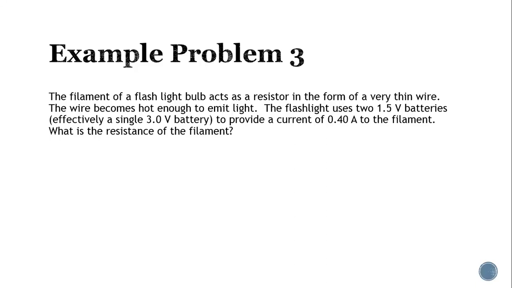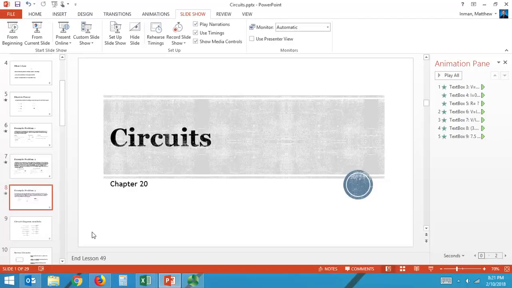The flashlight uses two 1.5 volt batteries, which effectively operate as a 3 volt battery and provide a current of 0.4 amps. Now, what is the resistance of the filament? Well, here I can use Ohm's law. V equals IR, solve for R, plug my values in, and I get 7.4 ohms as the resistance of the filament. I could also calculate what the power of this light bulb is. 1.5 times 0.4, there's the power output of this light bulb.